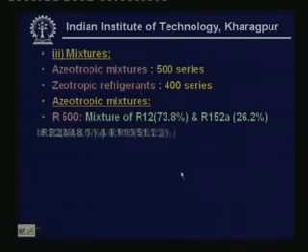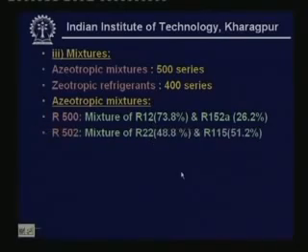Similarly, R502 is a mixture of R22 and R115. Here this is weight percent. For example, in R502, R22 is 48.8% by weight, and R115 is 51.2% by weight.